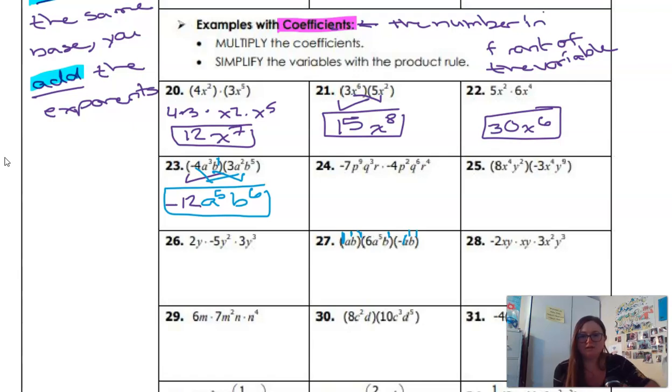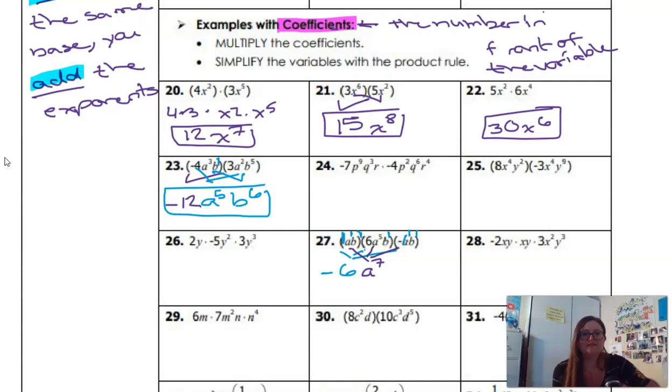So now that we've added our invisible ones, it's really just like any other problem. You've got 1 times 6 times -1, which is going to be -6. So I'm doing -1 times 6 times 1 is -6. And then I'm going to do the A's. A to the first times A to the fifth times another A to the first is going to be 1 plus 5 plus 1, which is 7. So A to the 7th power.